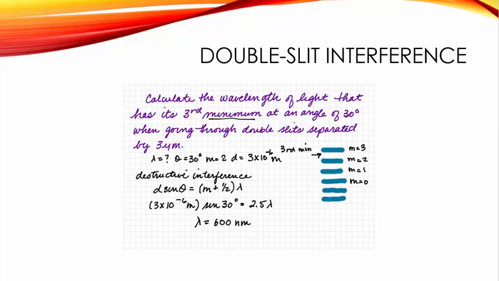So the unknown is the wavelength. Our angle is 30. Our m is 2 because we're talking about the third minimum, and it is right after number 2. And then our d, our distance between the slits, is 3 micrometers. So this is destructive interference because we're talking about a minimum, so we're going to use the equation that has m plus a half in it, plug everything in, and it works out to be 600 nanometers.